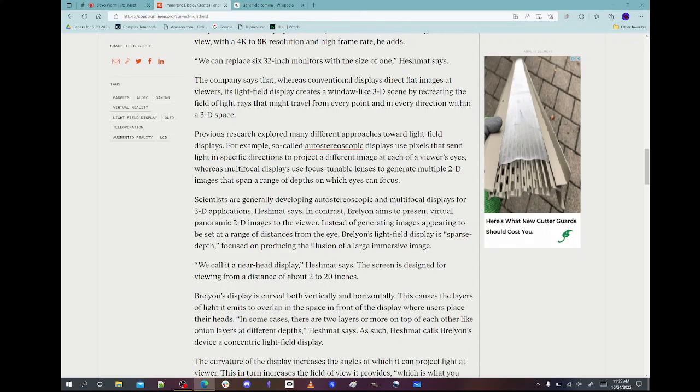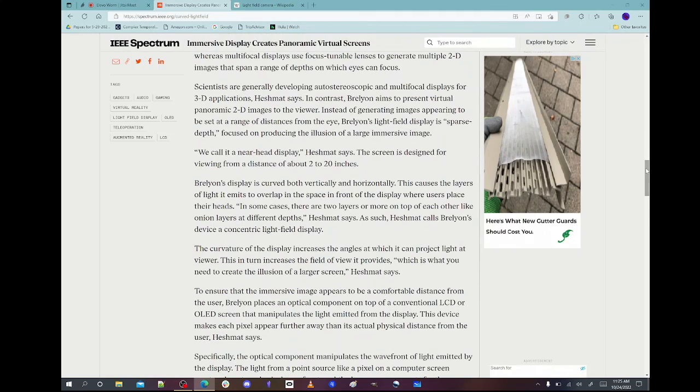So they have autostereoscopic and multifocal displays for 3D applications. In this application, though, they want to create a virtual panoramic 2D image and deliver it to the viewer. They call it a near-head display. So it's not a heads-up display, which is what we usually use in VR, but a near-head display. And so you can curve the display to take advantage of what you've captured in your camera and project it to the person looking at it.